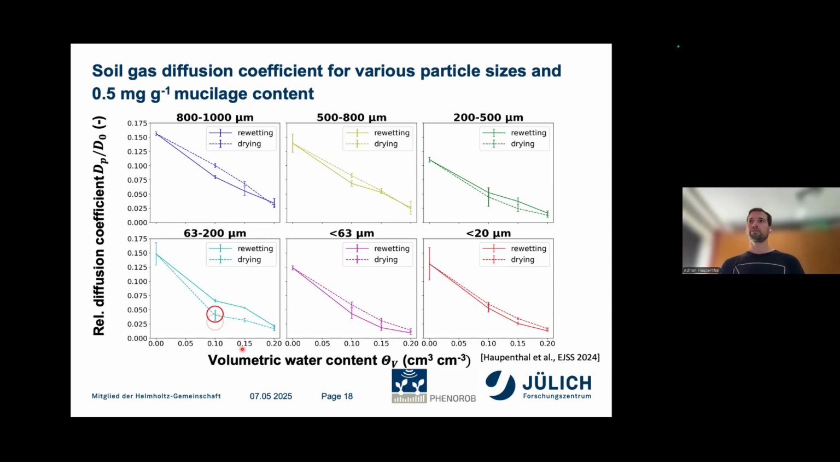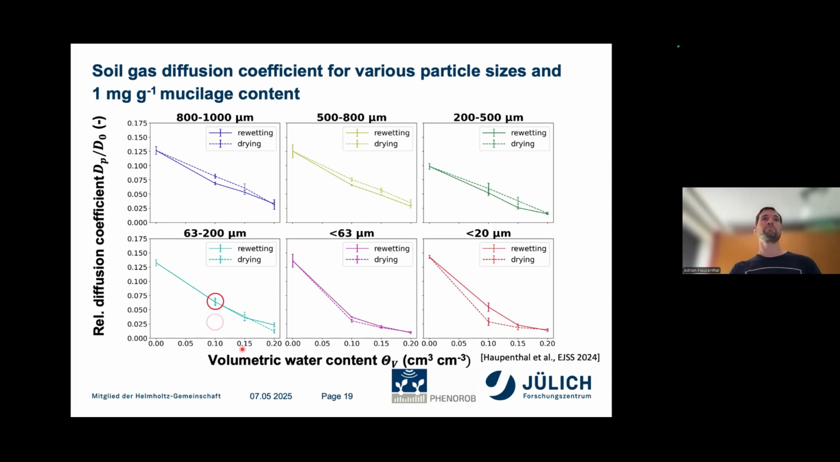And what's more, surprisingly, we have an increase in diffusivity during the drying, despite adding mucilage. So intuitively, you would think we add this gel-like substance, and I was more expecting that diffusivity during rewetting was decreased, but here the diffusivity increased again during the drying phase.